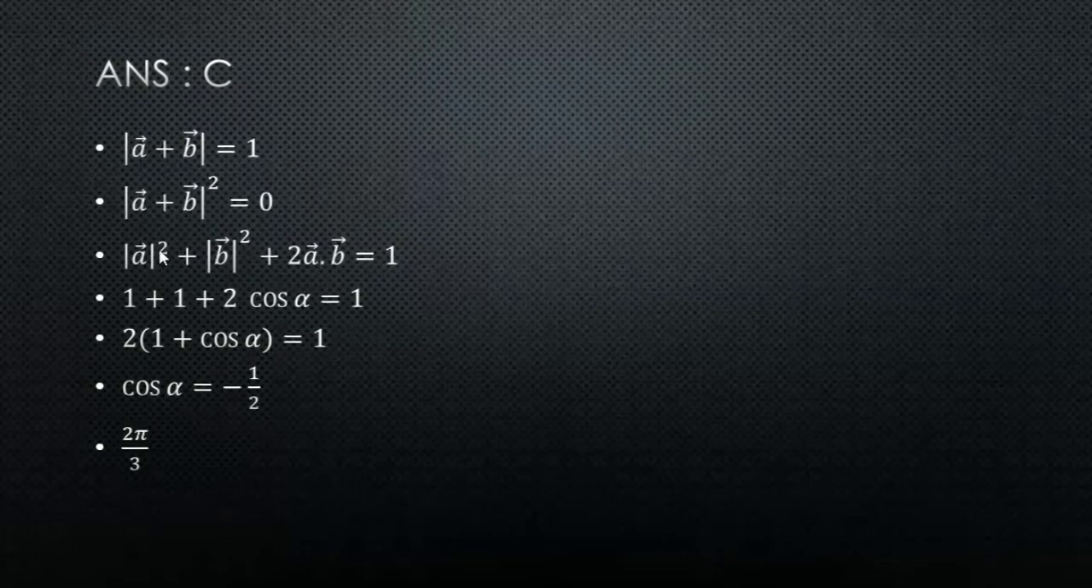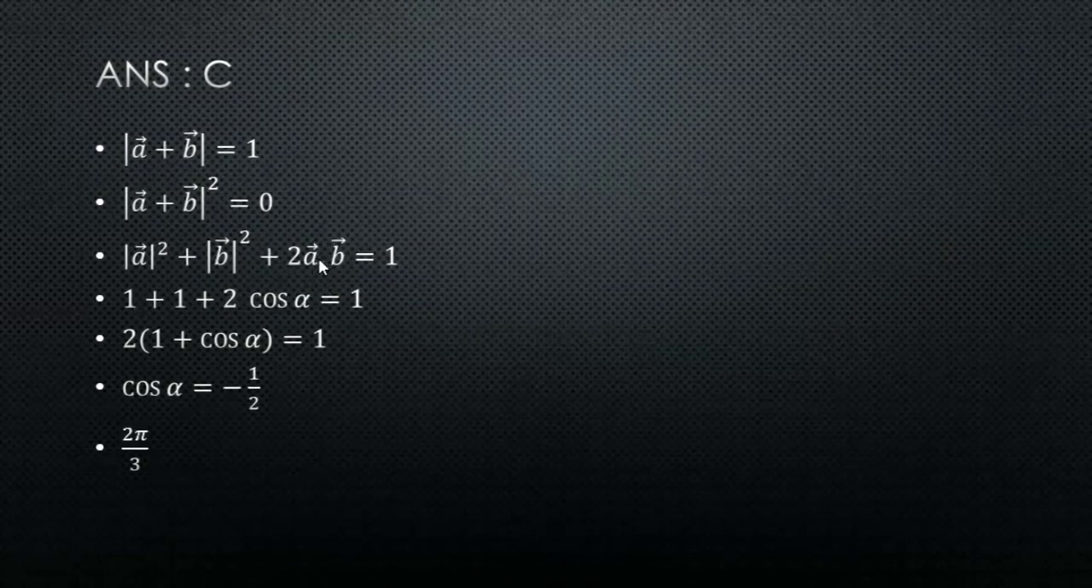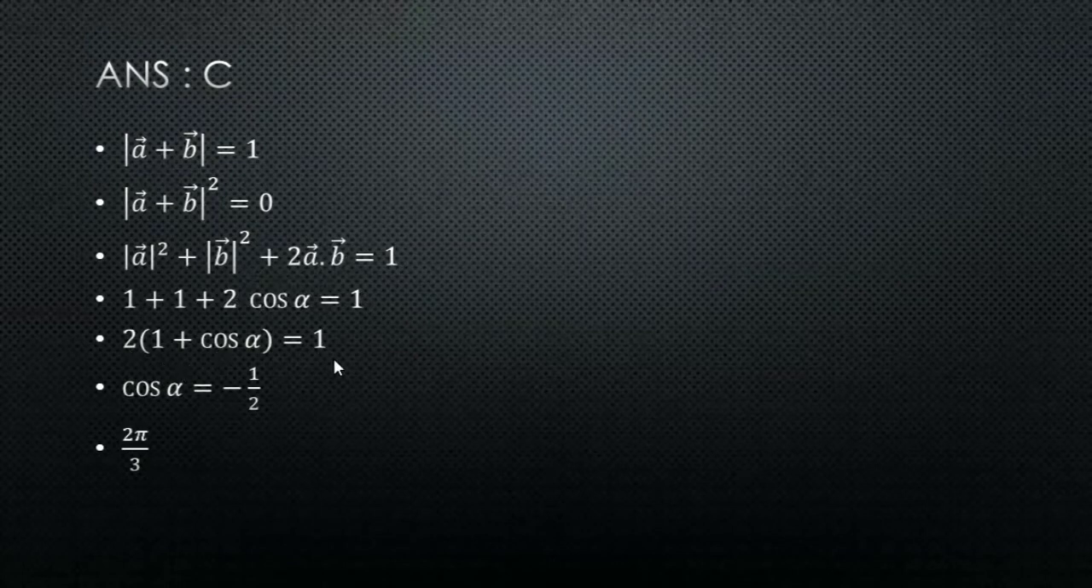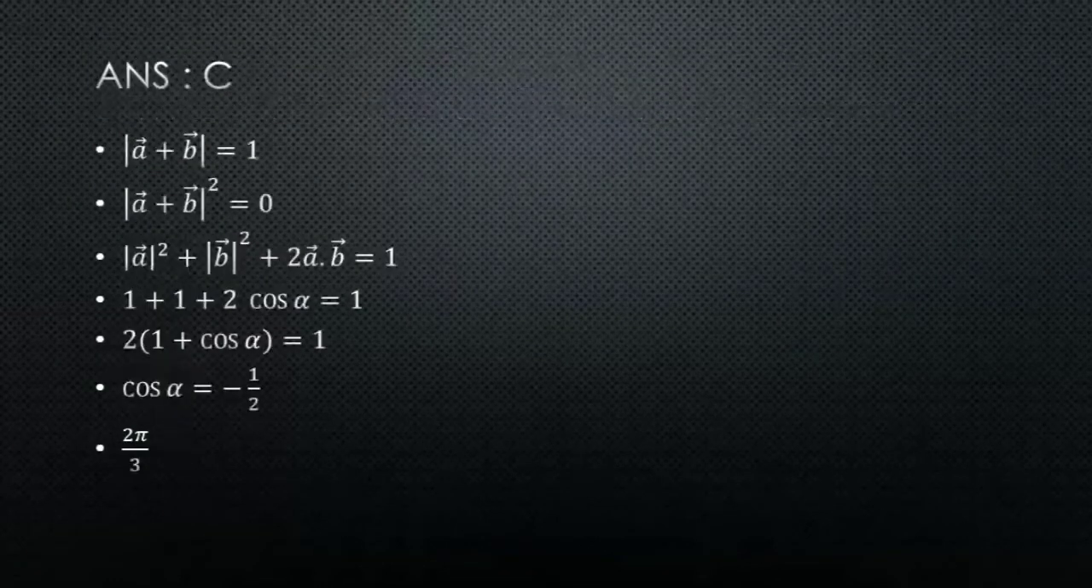Now, A vector as well as B vector is a unit vector. So what can we write? This is 1 plus 1, 2. A vector dot B vector will be cos alpha, we are using the dot product. So A vector dot B vector will be cos alpha, the angle between them, is equal to 1. So if you take 2 common, 1 plus cos alpha is equal to 1. So cos alpha is equal to minus 1 by 2. Minus 1 by 2 is nothing but the value of cos 2 pi by 3. The angle will be equal to 2 pi by 3. That is option C.